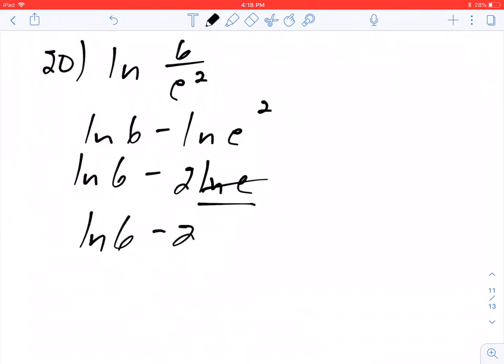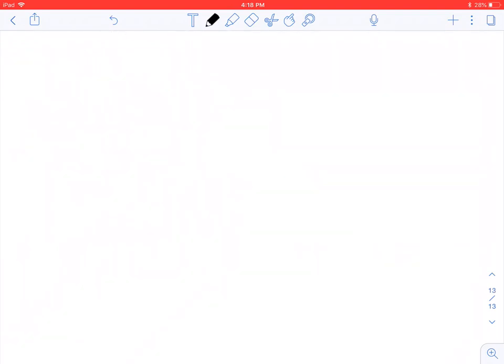minus 2. You cannot subtract those two because the natural log is a member of the exponent family, and that would actually need to be done first. And you can't, so that problem is done.